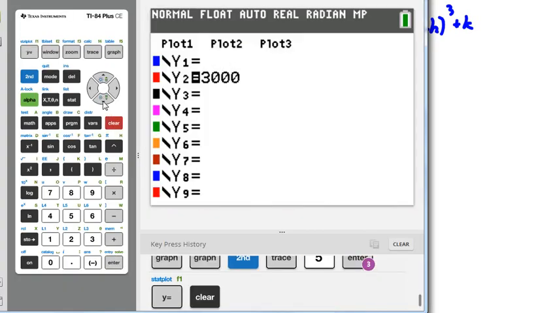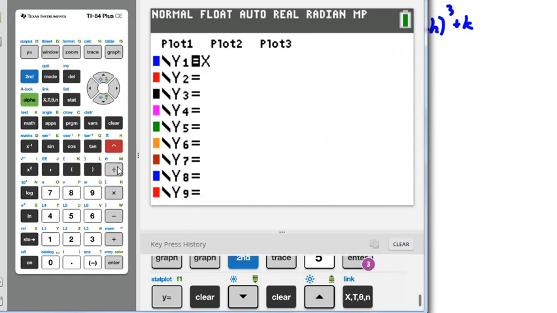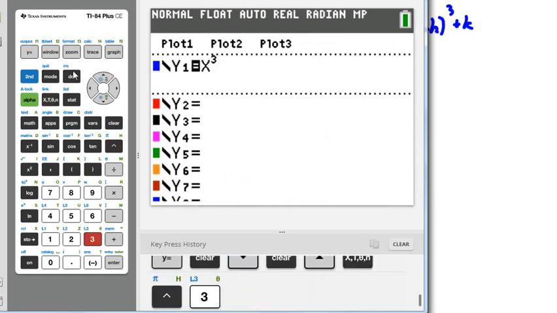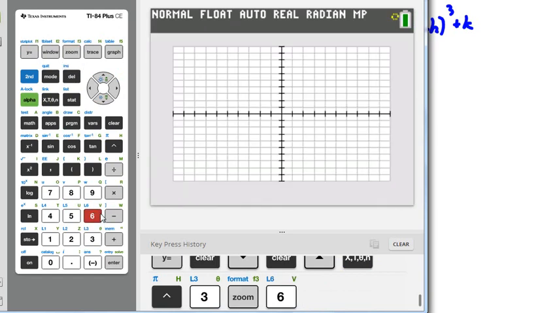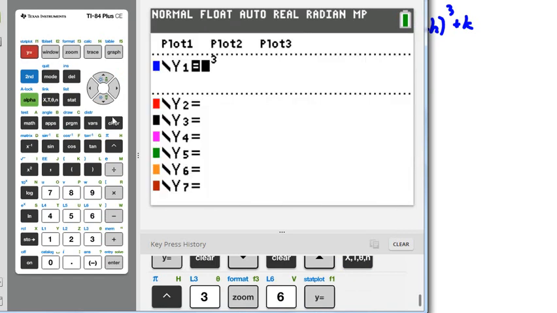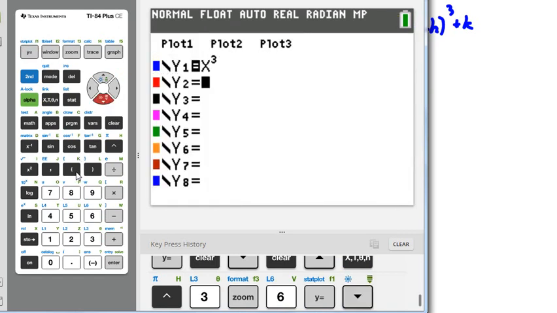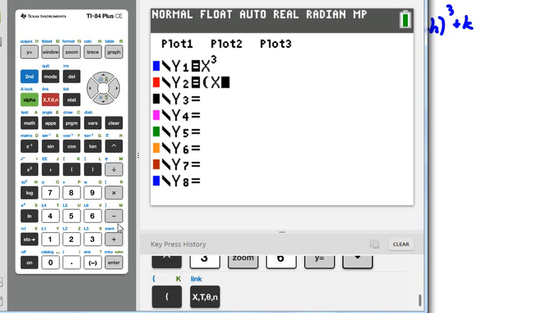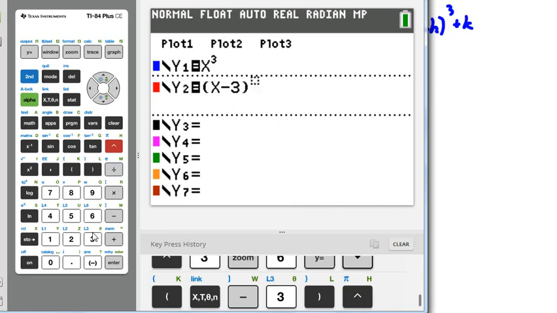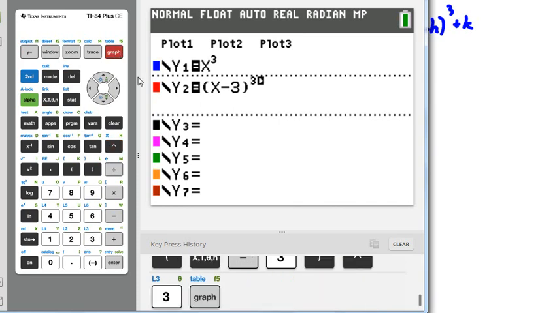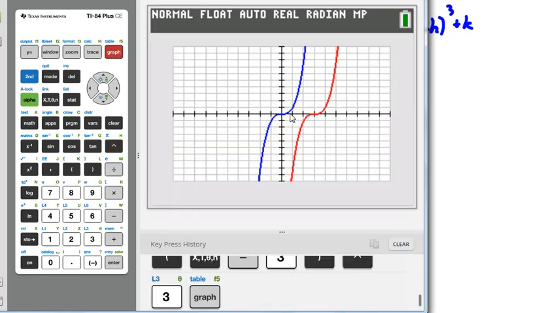If we go ahead and enter our x cubed function, I'm going to go to a standard window, zoom 6, and so we have that. And so if we put in quantity x minus 3, we're going to cube that, and the red one is going to shift 3 units to the right. 1, 2, 3.